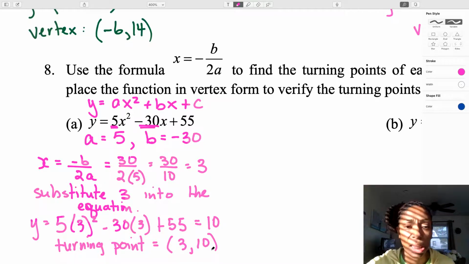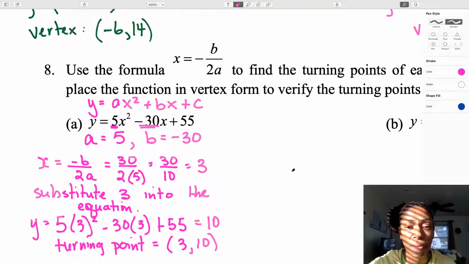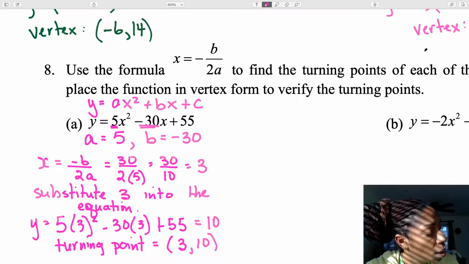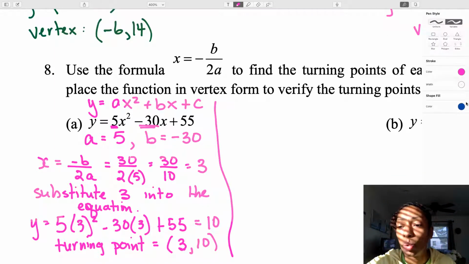So now it says, then place the function in vertex form to verify the turning point. So we're going to rewrite this equation in vertex form just to confirm that the turning point is actually 3, 10. So I'll use a different color. Didn't change. I want blue. Oh, maybe it's this one.